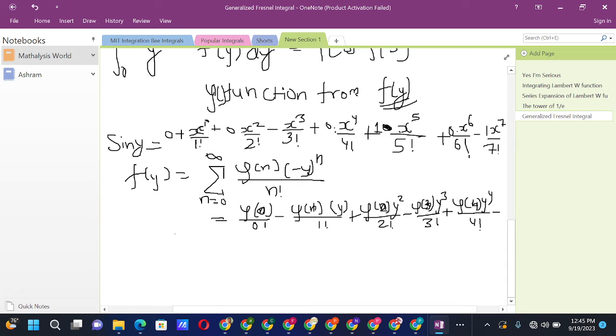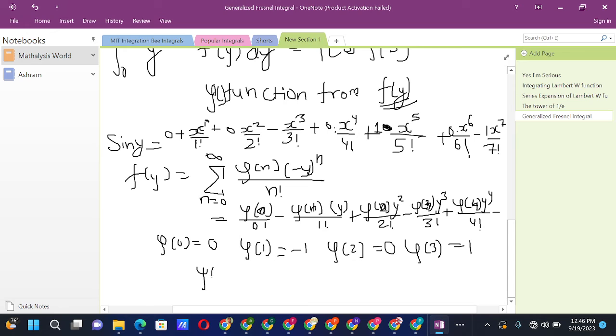Okay, so we see that phi of 0 should be 0, and phi of 1 should be minus 1. Phi of 2 should be 0. Phi of 3 should be, here's minus, that should be 1.